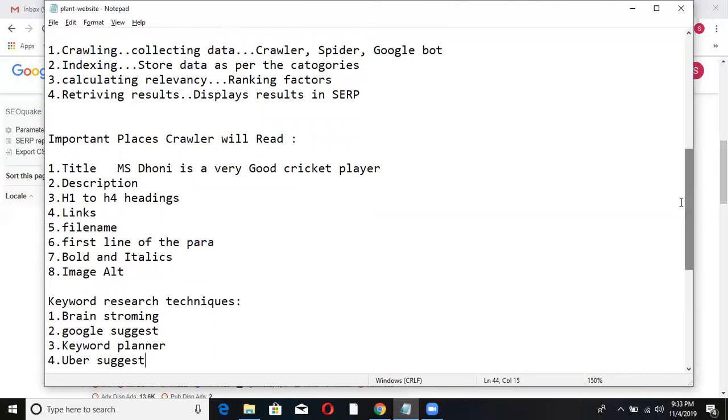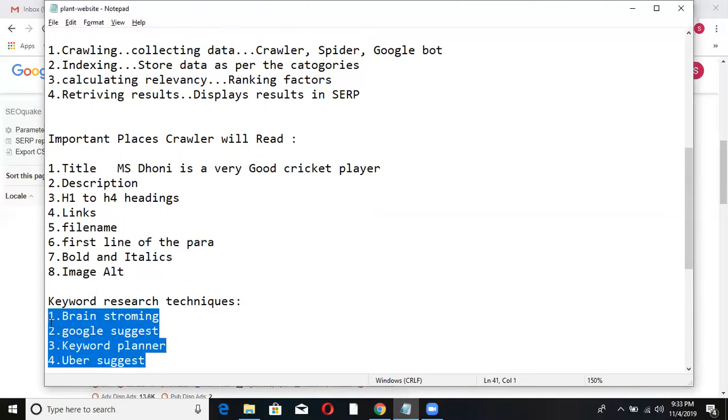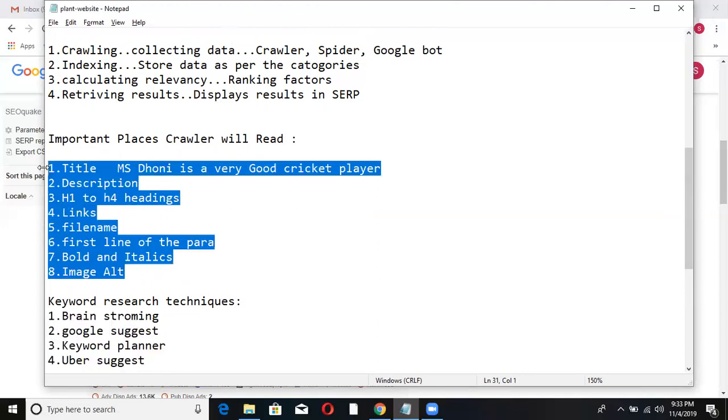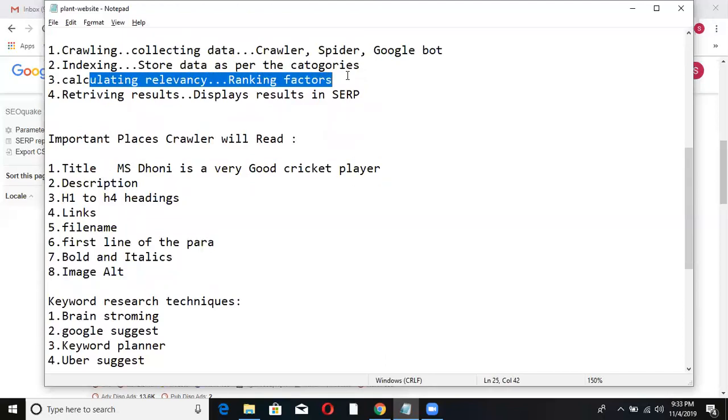Before you write a blog or content on any page, first do proper keyword research on that topic. After doing keyword research, take the keywords and put them in the important places and try to come on top. This is what SEO is. Everything is here only.